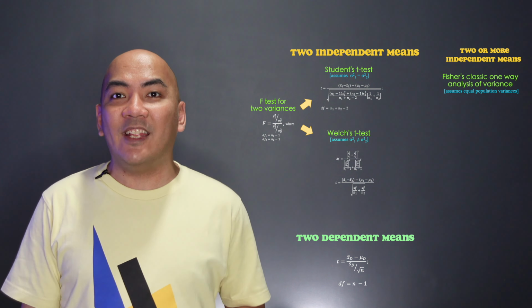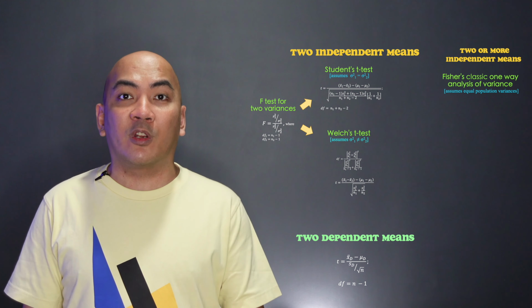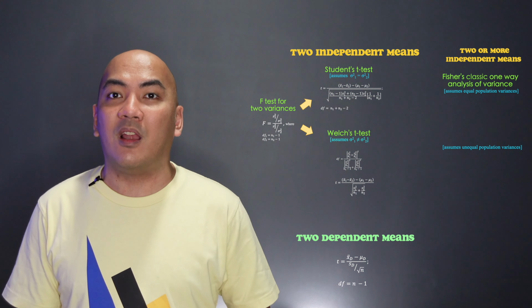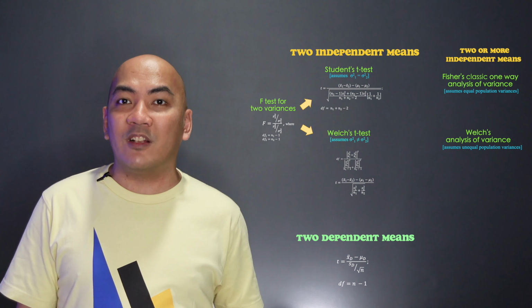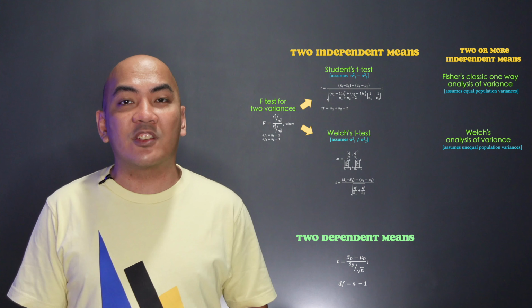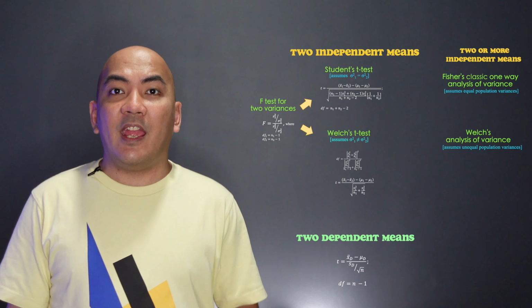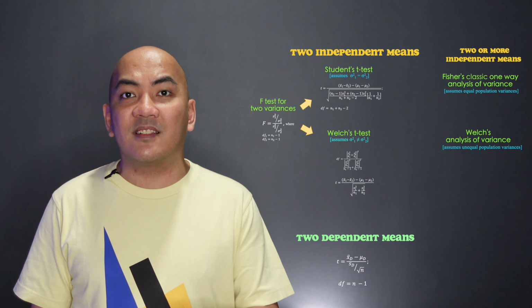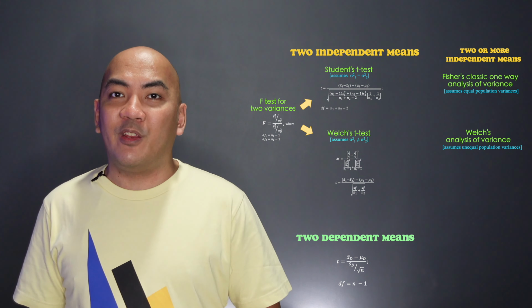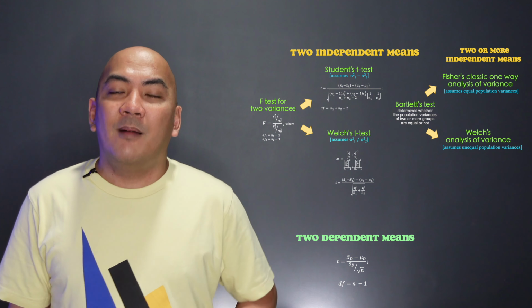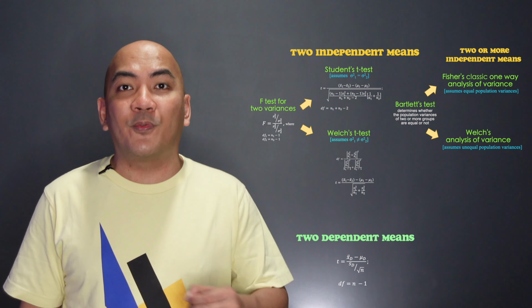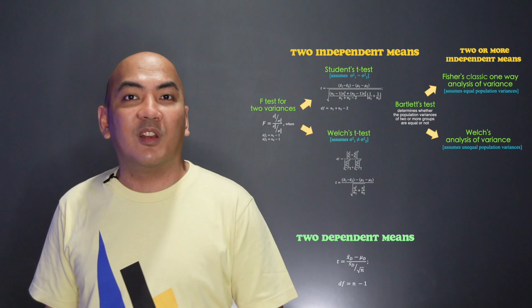And when working with independent means with two or more groups, and the population variances are evidently unequal, we're going to make use of the Welch analysis of variance, or the Welch ANOVA. Then, instead of the f-test for two variances, which as the name implies is only for two variances, this time we're going to make use of Bartlett's test. Bartlett's test is used to determine whether the population variances of two or more groups are equal or not.